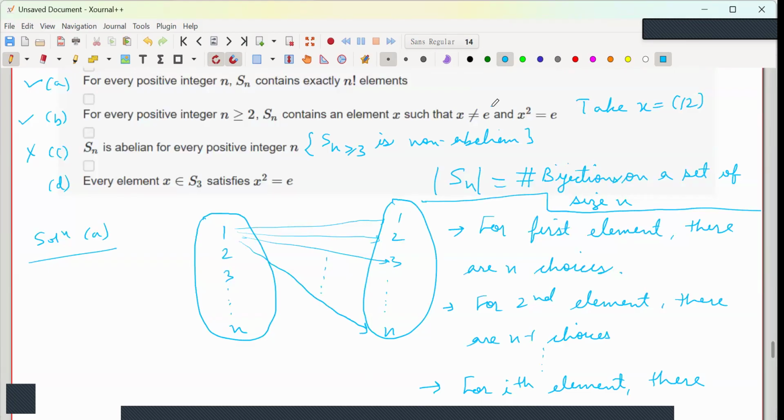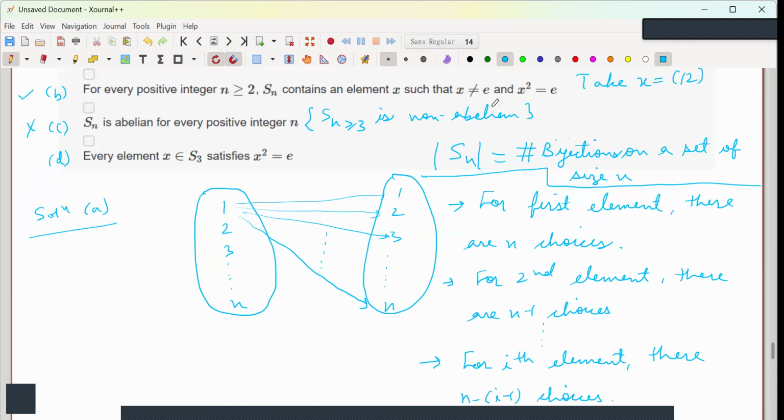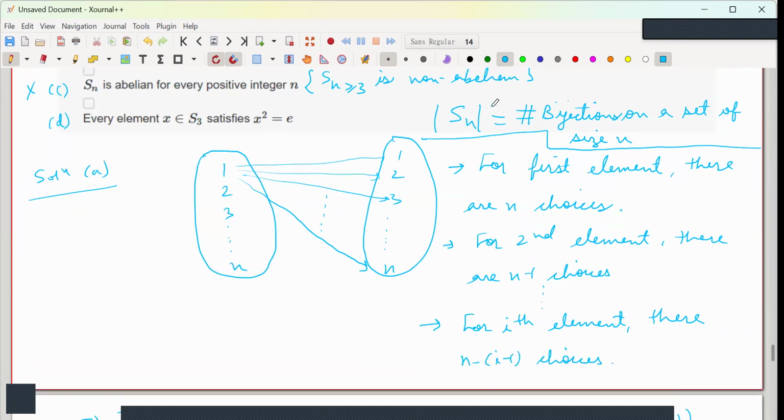Now, every element x belongs to S3 satisfies x squared equal to identity. That is also false, right? Take simply a 3-cycle, x equal to (1 2 3). For this, we don't have x squared equal to identity.